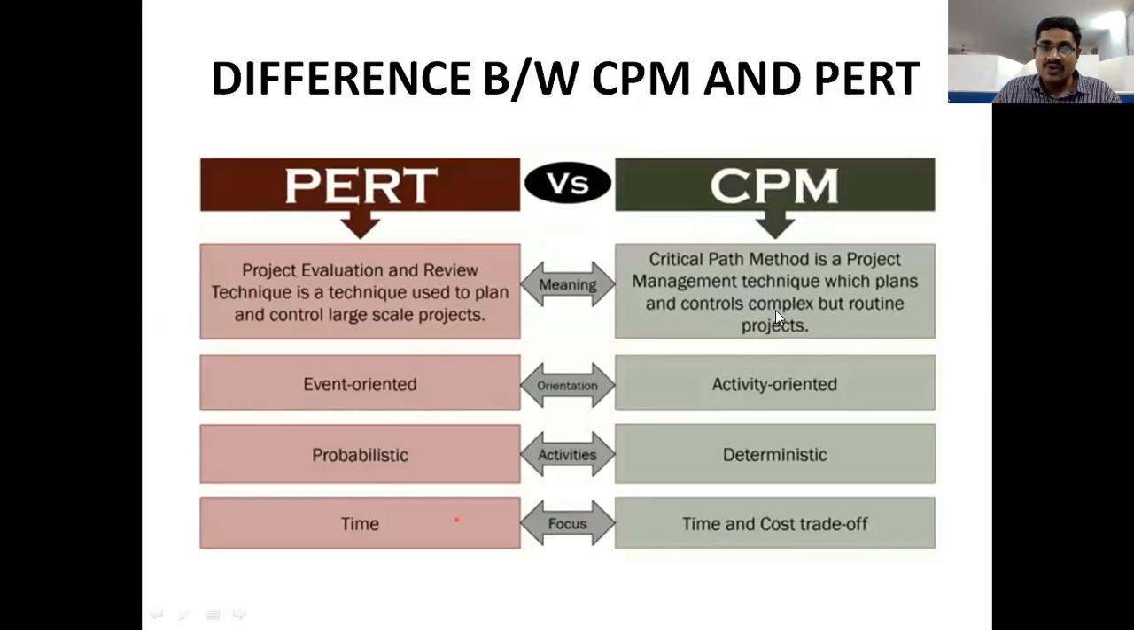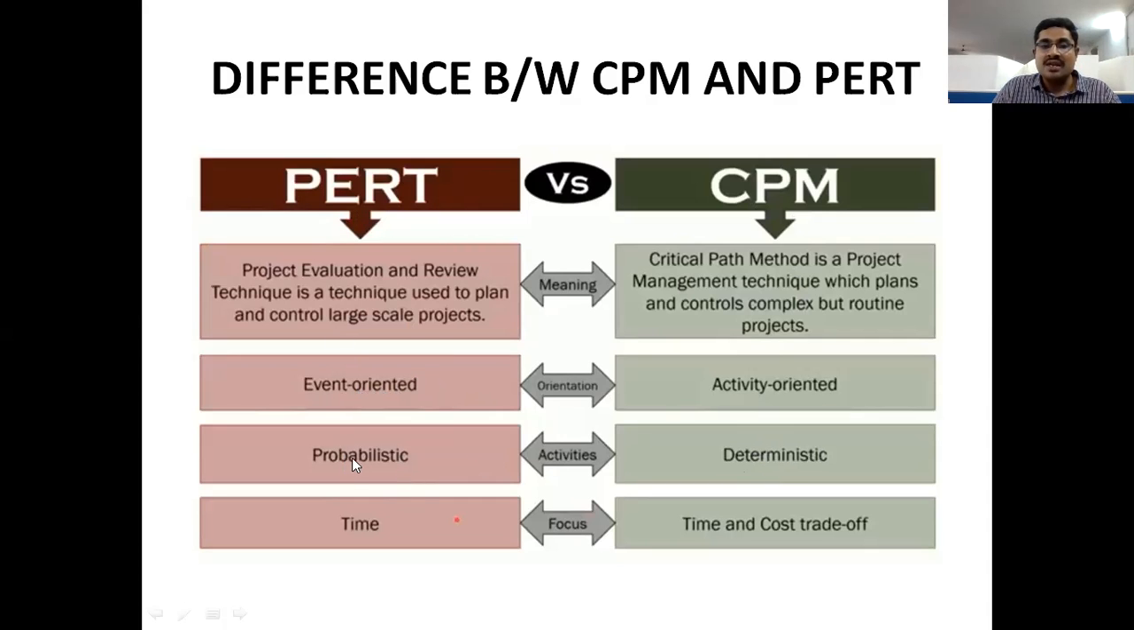CPM is used for complex and simple projects, routine projects. But PERT is used for large scale projects and non-repetitive actions, non-repetitive contracts. CPM is based upon arrows or activity-oriented networks. But PERT is used for circles, nodal points. So it is node based, event based diagrams. In CPM, each and everything is deterministic, meaning pre-decided.